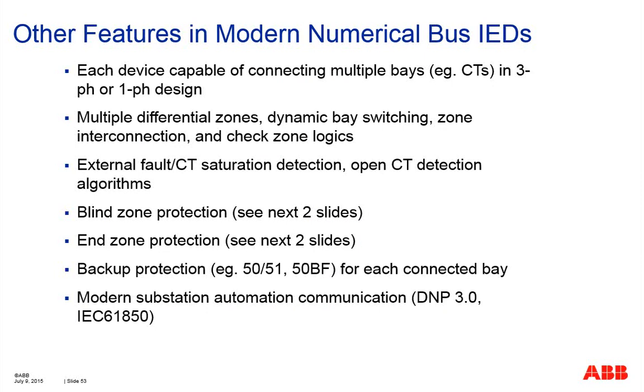They typically have multiple differential zones, dynamically based switching, zone interconnection, and checksum logic. As I mentioned before, this is mandatory for bus configurations such as double bus single breaker, where the bus zones, the CTs are dynamically connected to the bus. So there's no fixed number of CTs connected to each zone. You need to know, depending on the disconnect status, exactly how many CTs and which CTs are connected to certain busbars.